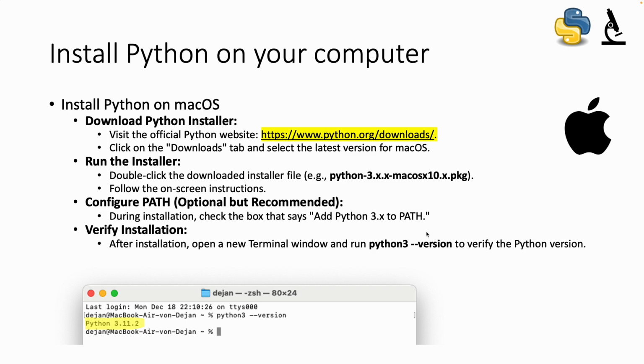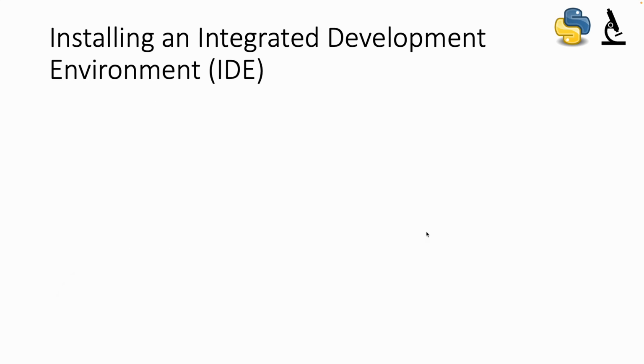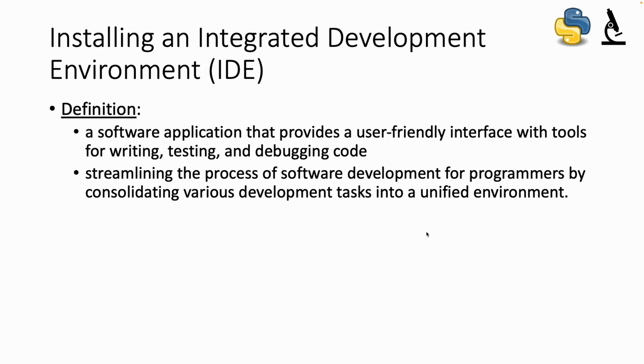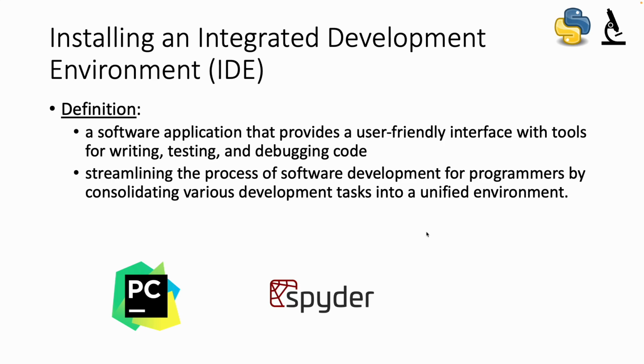The next step for our Python journey is installing an integrated development environment. So what is that actually? An IDE is a software application that provides a user-friendly interface with tools for writing, testing, and debugging code. It streamlines the process of software development for programmers by consolidating various development tasks into a unified environment. It also offers a lot of integrations, which makes it all more convenient. Popular IDEs are PyCharm, which I used in the past, Spyder, and IDLE.